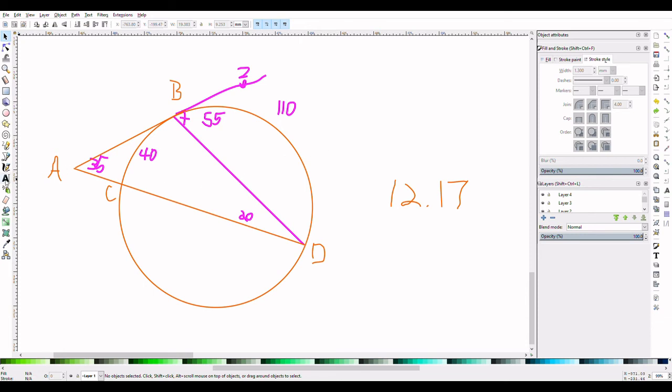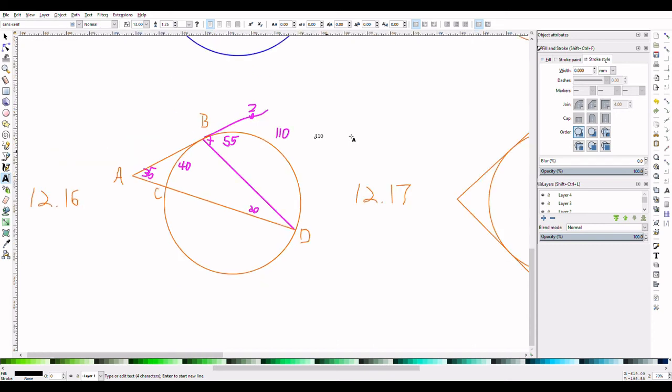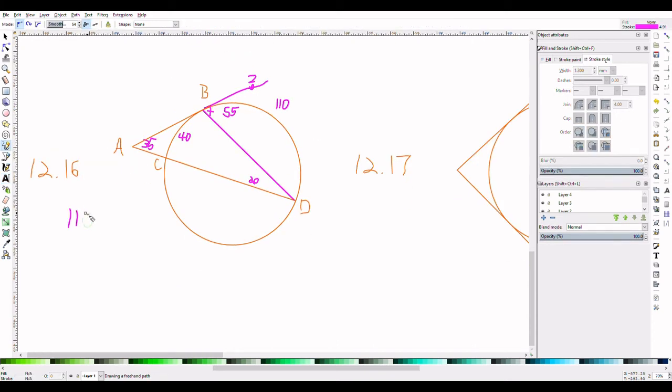And let's just work that out again using our normal formula for two secant lines. 110 minus 40 over 2 equals 70 over 2 equals 35.